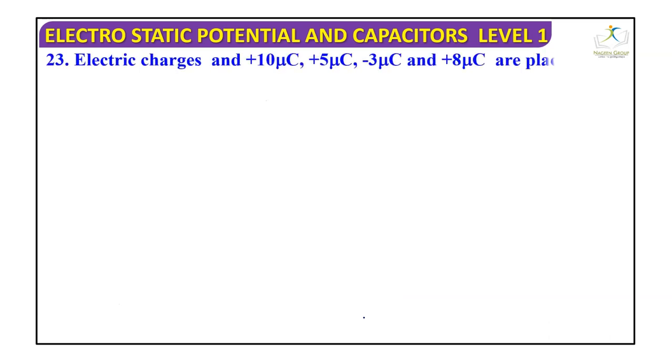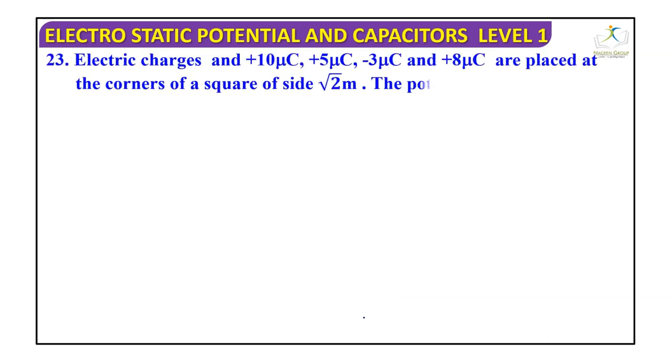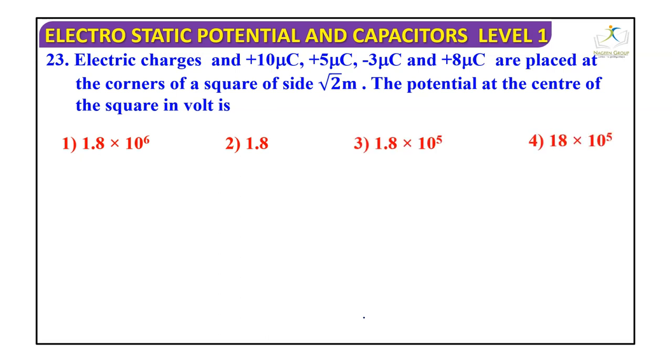Next we have a question. Electric charges 10 microcoulomb, plus 5 microcoulomb, minus 3 microcoulomb, plus 8 microcoulomb are placed at the corners of a square of side root 2 meter. The potential at the center of the square in volt is, we have these options. Let us move to the solution of this question.